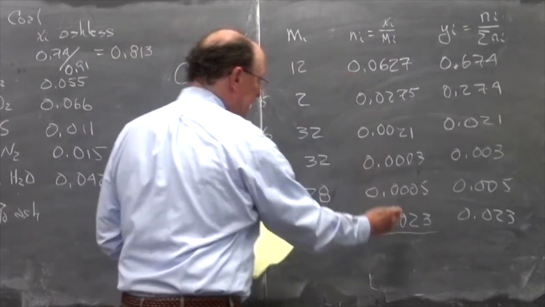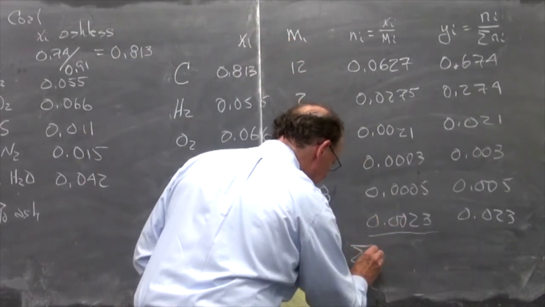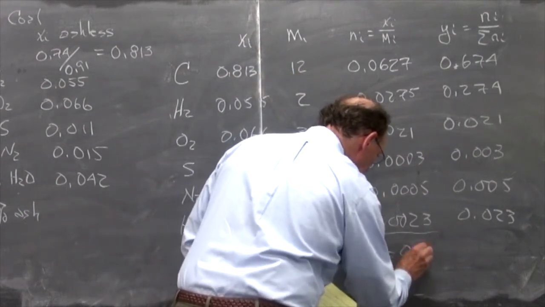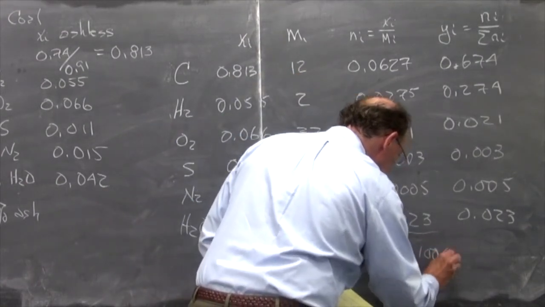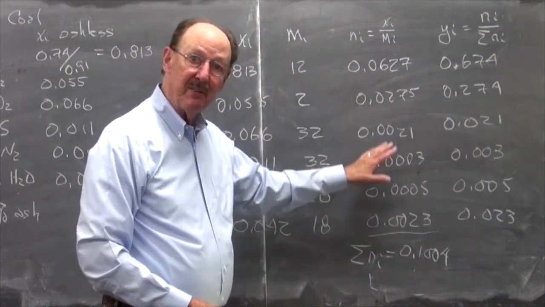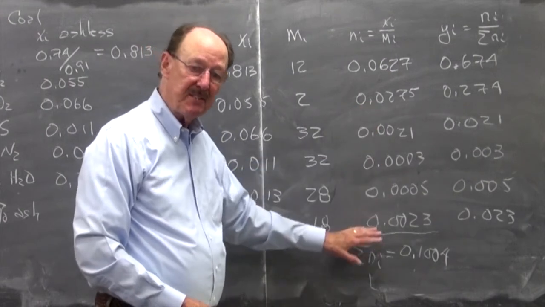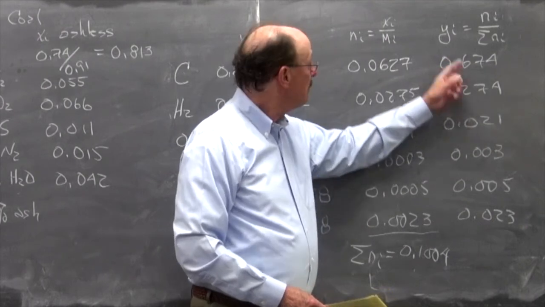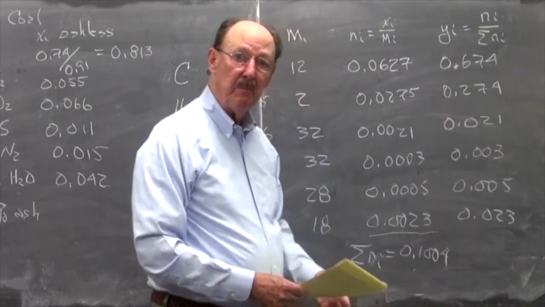and if I add these up, this gives me the sum of the Ni, which is equal to 0.1004. So the text didn't really show the process, this text showed all the numbers, but it didn't show the process. So I wanted you to see the process, particularly to get the Yi that we need for the combustion equation.